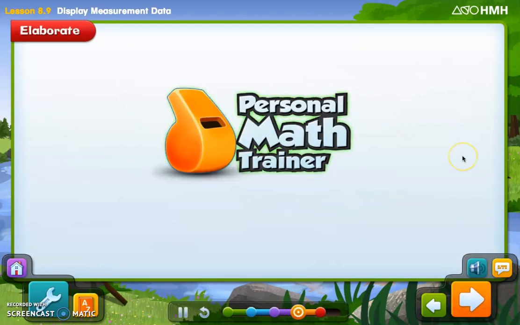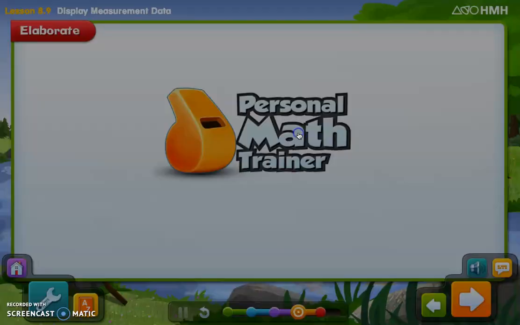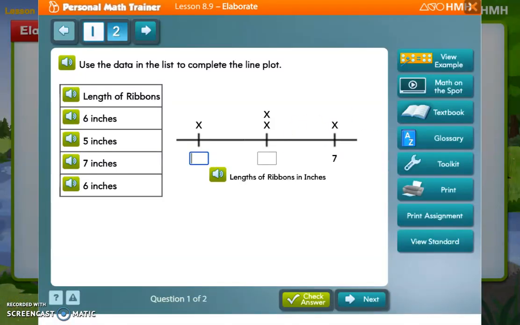Now let's practice with the personal math trainer. All right. So for number 1, it says use the data in the list to complete the plot. Okay, so lengths of ribbons is what we're measuring, and there's one that's 6 inches, there's one that's 5 inches, 7 inches, and 6. Okay, so if you can see on the plot, they kind of already gave us one of them. They gave us the one that was 7 inches long.